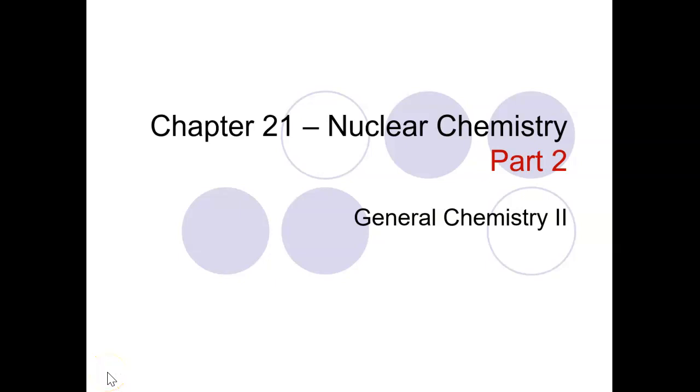So this is the second part of chapter 21, nuclear chemistry. In part 1 lecture video for chapter 21, we learned about the 5 different types of naturally occurring radioactive decay. If we have a nucleus that is unstable, that makes it radioactive, then those 5 types of radioactive decay are the pathways that unstable nucleus has to become more stable.